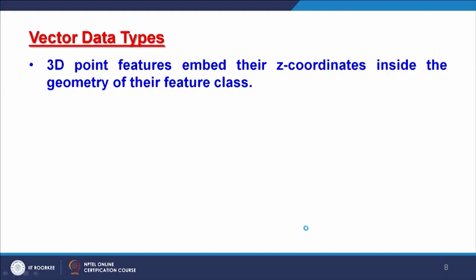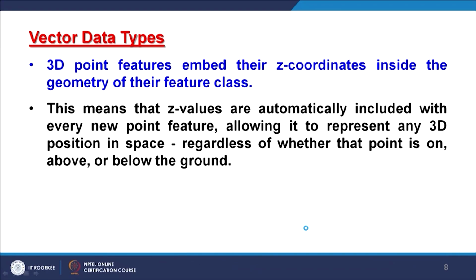Now 3D point features, as I have mentioned, basically store z inside the geometry of their feature class, and this means that z values are automatically included with every new point feature. Now this third dimension value, or z value, can also come automatically if we have in the background, say, a digital elevation model or an elevation surface. So whenever we pick or click a point, a z value can be included automatically from the background elevation surface, and that can be stored against that point in an attribute table.